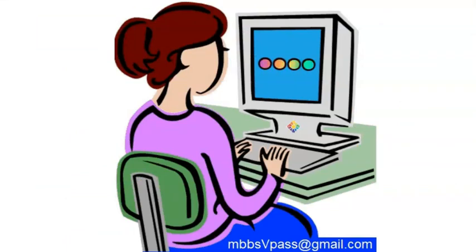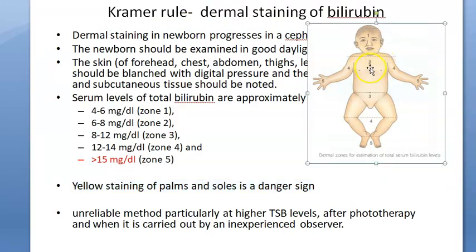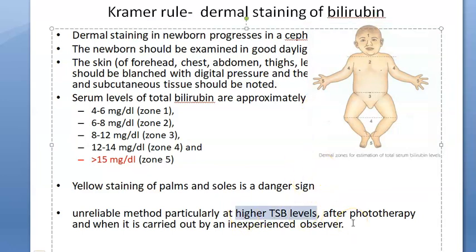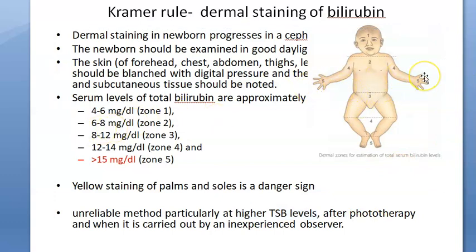Very good. Kramer's rule is a visual method, but you should be experienced to do this, okay? As you keep doing it, you will learn. Otherwise, suddenly you do it, you will not be able to say specifically. So you should have an experienced observer for this. And this may show wrong results if the baby is undergoing phototherapy, right? And also if there are very high TSB levels, let us say the total serum bilirubin is more than 15, like 20, 25, then you won't know. Maximum you can know is about 15. Anyways, it's already danger, beyond danger it is. If hands and soles are involved, danger they are saying, right?